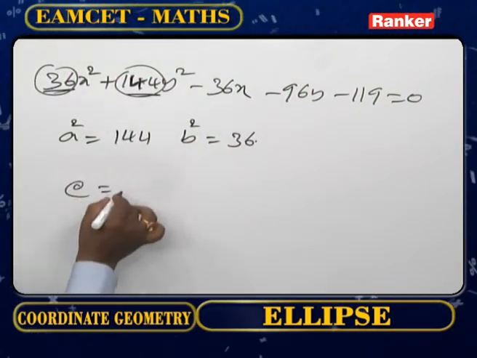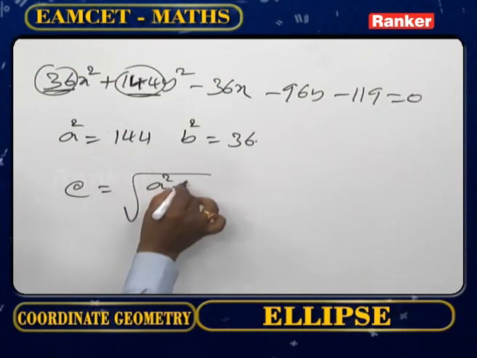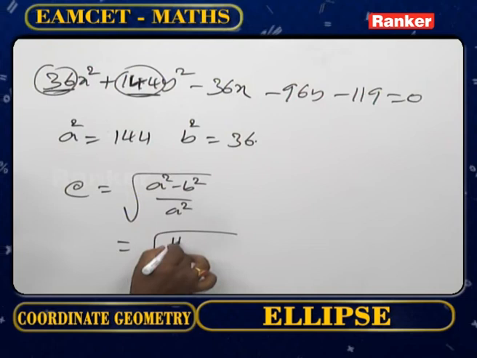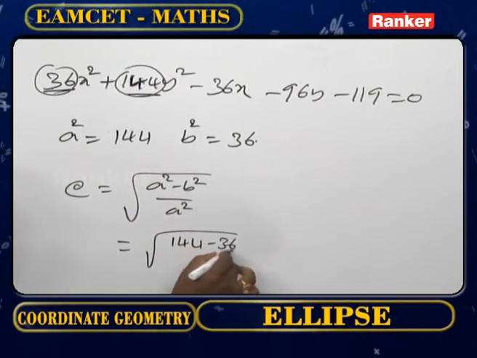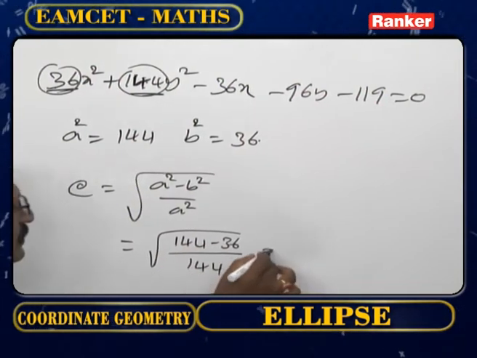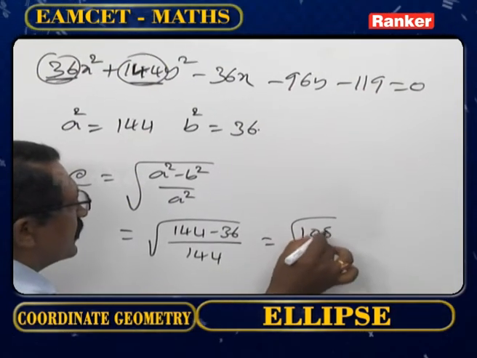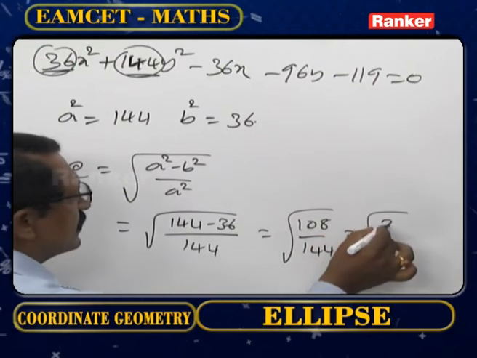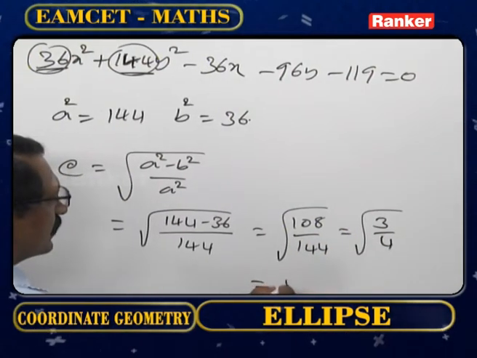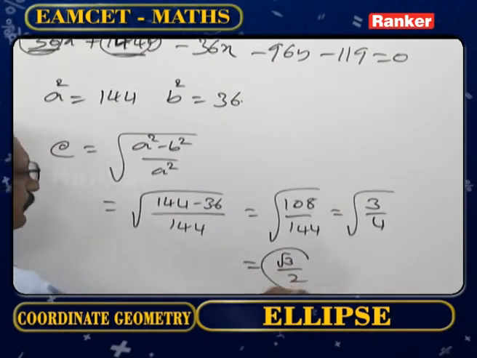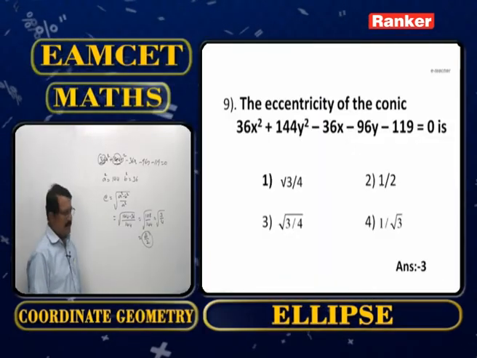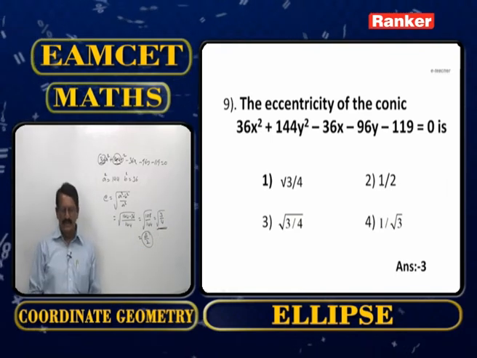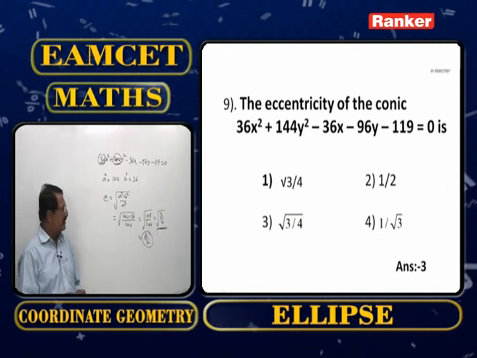Now, eccentricity e equals square root of a square minus b square by a square, which equals square root of 144 minus 36 by 144, which equals square root of 108 by 144. That equals square root of 36 times 3 by 36 times 4, which equals root 3 by 2, or directly, under root of 3 by 4. Third option is correct.